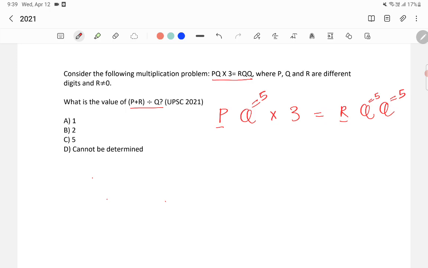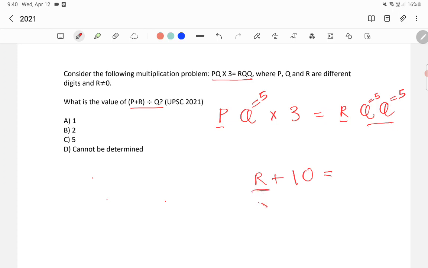Now the thing is, this is an integer, a number. So PQ into 3 is RQQ. That means RQQ is divisible by 3, because something into 3 is RQQ. So what is the divisibility rule of 3? If a number is divisible by 3, then the sum of digits of that number will also be divisible by 3. So if I add R plus Q plus Q, we will get a number which is divisible by 3. We know that Q is 5, so 5 plus 5 is 10. So R plus 10 will be divisible by 3.